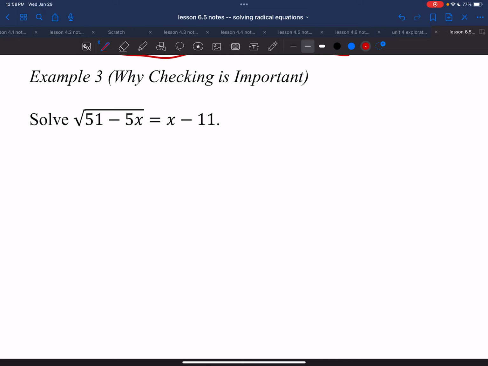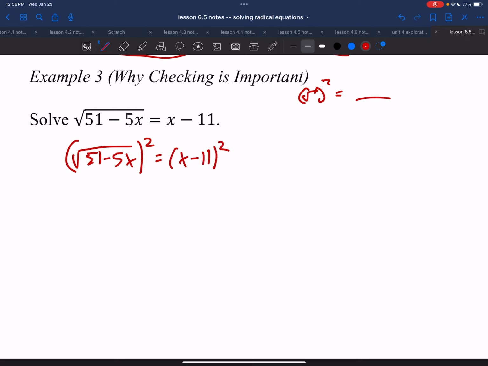So it says solve the square root of 51 minus 5x equals x minus 11. So what we're going to do is, you've got a square root here. You need to square both sides to make it go away, right? So I'm going to raise both sides to the power of 2, like this and like this. Now notice how I'm saying x minus 11 in parentheses is getting squared, right?